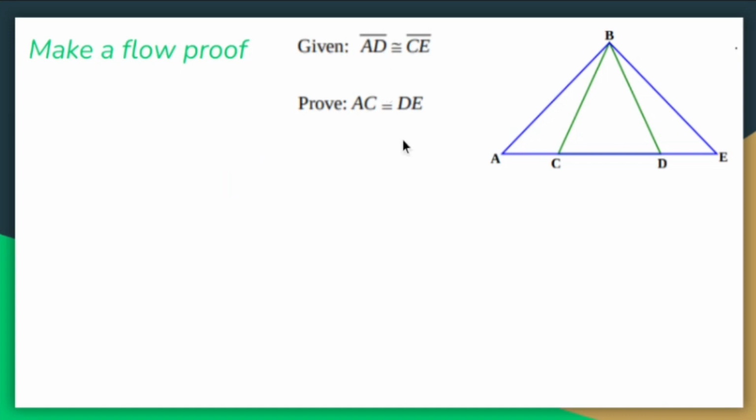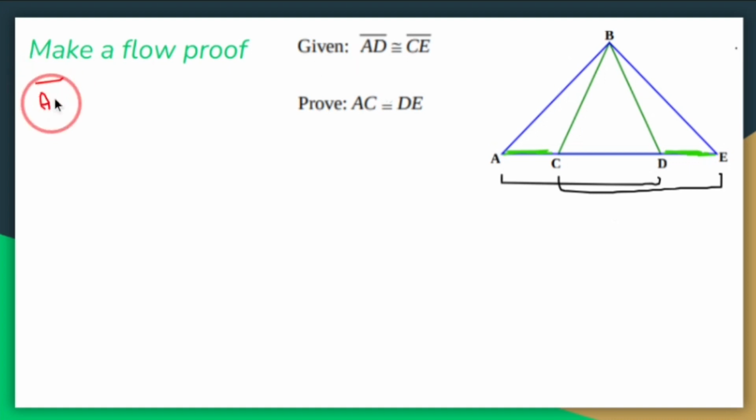So I'm going to prove this by making a flow proof. What do I got? I am being told that segment AD is congruent to segment CE. And I need to prove that AC is equal to DE. With segments that are made up of one or two more segments, probably we're going to deal with the segment addition postulate, stuff like that. But I don't want to take away from the excitement of finding out what's going to happen. Let's just get started.